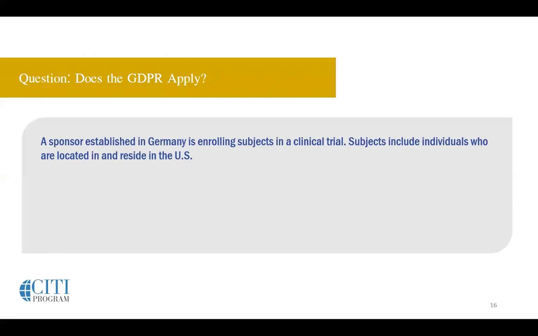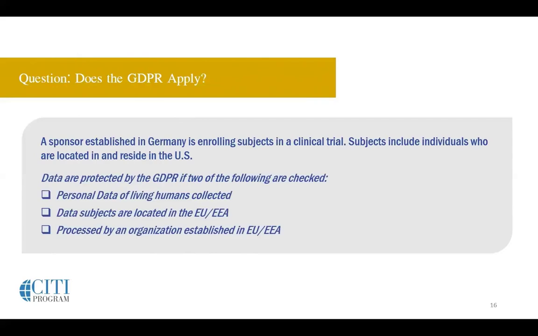Well, I said earlier, if the sponsor company is established in the EU, then the GDPR will apply. And so here's a little checklist for when you're trying to figure out whether the GDPR applies. If 2 of the following are checked: one is they're collecting personal data of living individuals, and I'll describe what personal data is in a few minutes; and data subjects are located in the EU/EEA, or the data are processed by an organization established in the EU/EEA. So under this scenario, the German company is located in the EU/EEA, and that's where the data are processed. They're collecting personal data, maybe through a third party, but they're getting this personal data and processing it in the EU/EEA.